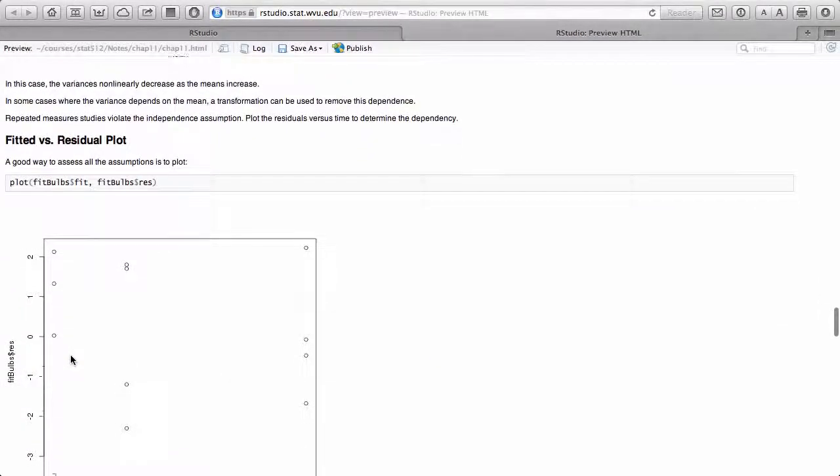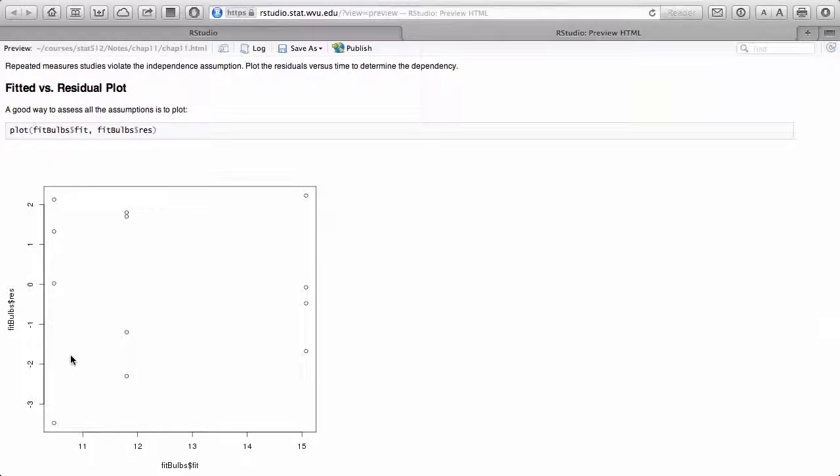Now we could also do, as I mentioned to you, a fitted versus residual plot where we put the fit on the x-axis and the residuals here. And again, we expect a spread around 0. We don't want to see a pattern where one group may have an outlier and the rest of the points are above and so forth. You don't want to see a pattern here.